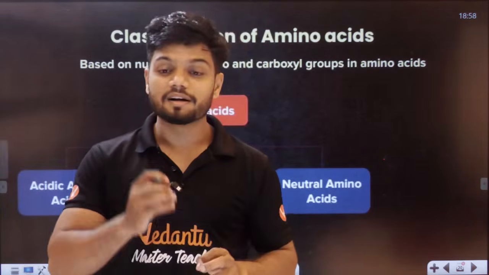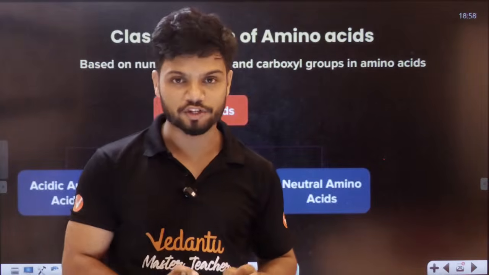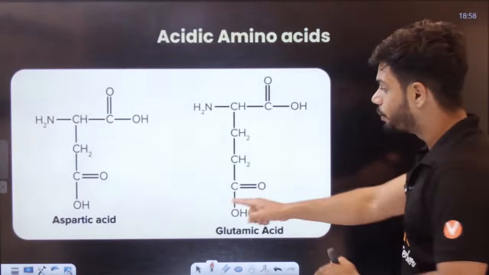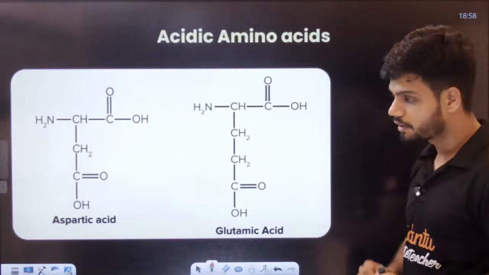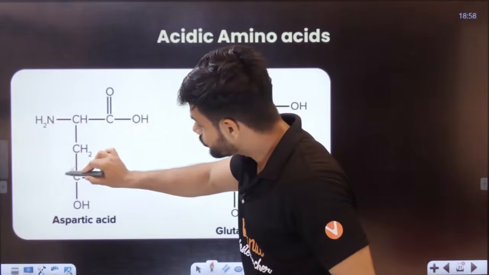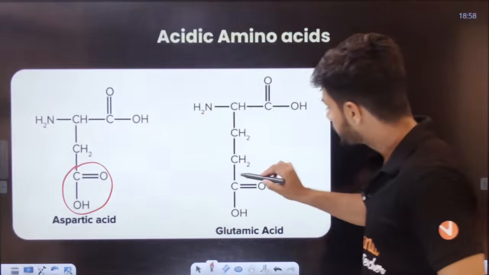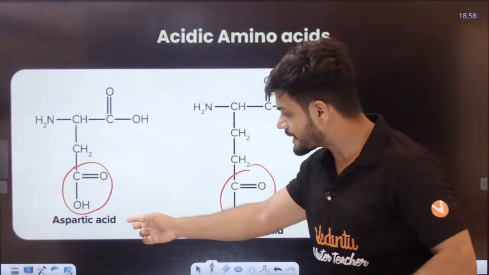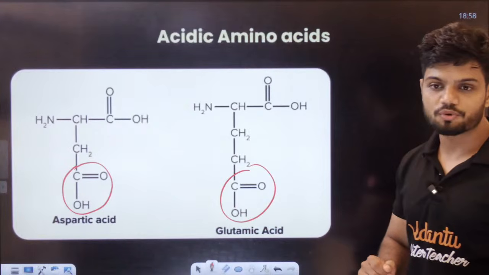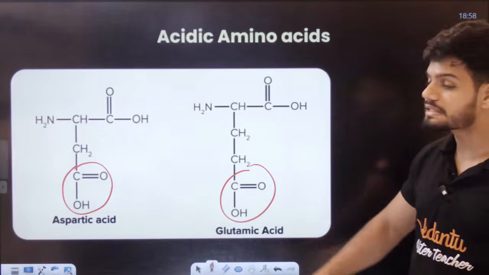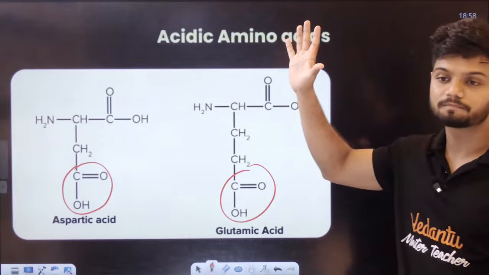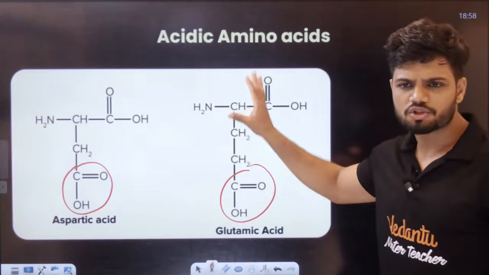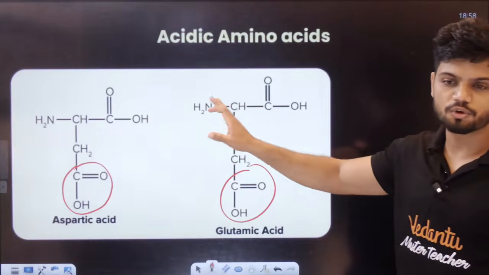Right. Now, students, the acidic part is COOH. Yes or no? The acidic part is the carboxylic acid part here. So in the acidic amino acid, what do you see extra here? Do you see an extra carboxylic acid here? So here are the two examples: aspartic acid and glutamic acid, students. Two different types of acidic amino acids. Names you have to remember. Structure, you don't need to remember. Structure is for you to understand.